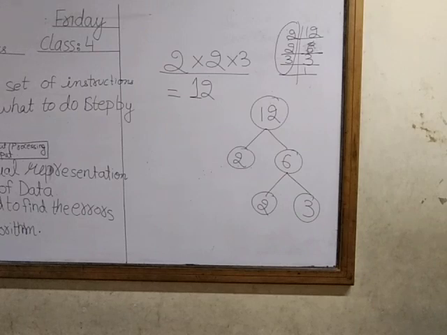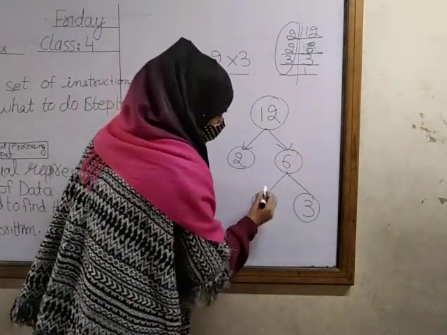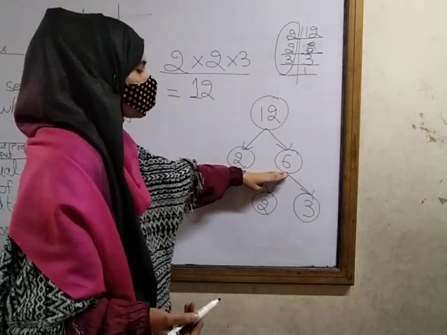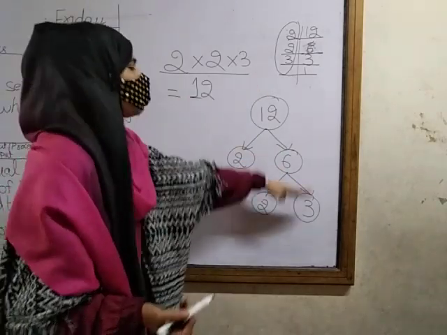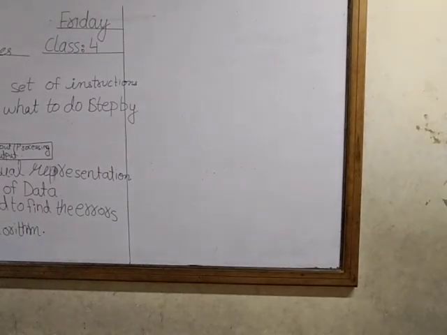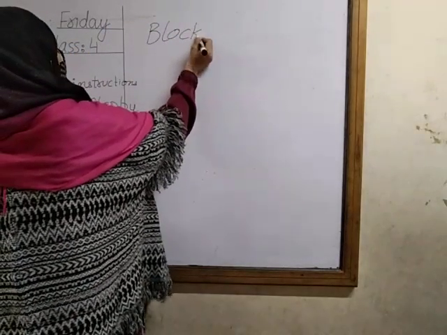For 12 we are going to use the arrows, same like this and this. We read the table of 2. 2 times 6 is equal to 12. 2 times 3 is equal to 6. All the blocks are connected by arrows and linked together to show the relationship between them. In a block diagram, we use blocks and arrows to show the relationship between them.